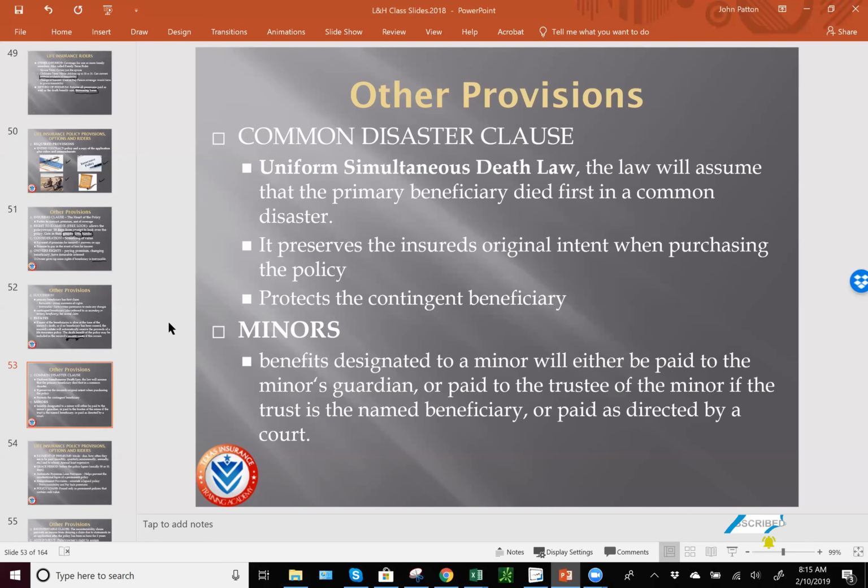Next, we have minors. Now, if a minor happens to be the beneficiary of a policy, the death benefit would not go directly to the minor. It would either go to the guardian of the minor or the trustee of the minor, and the guardian and trustee could be the same person. So this is also the only time a death benefit does not go directly to someone: when it is a minor.